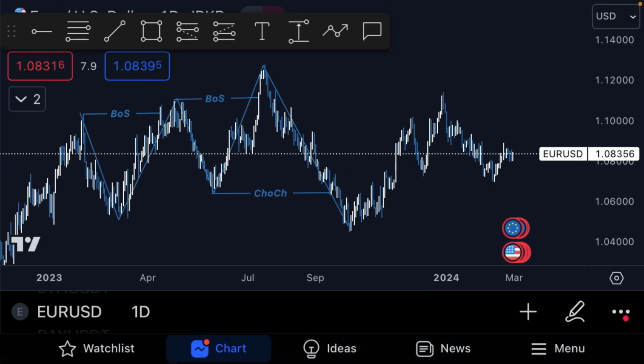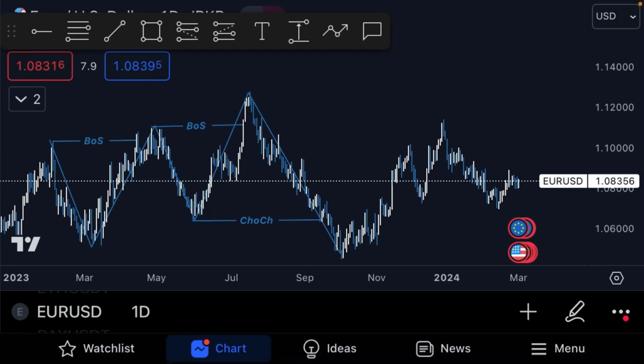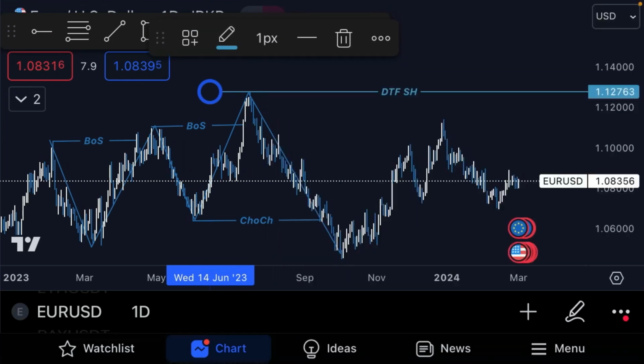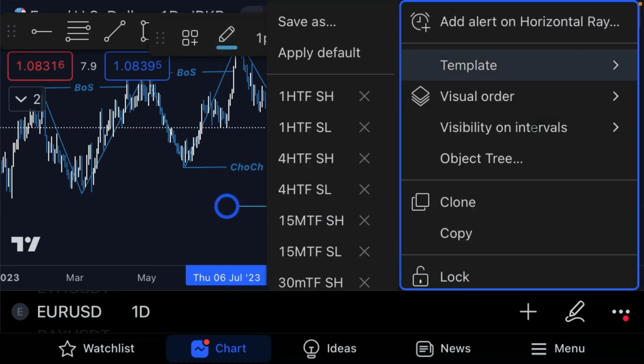Now on the daily time frame, we have the highest point the price has gotten to, which is this area, looking good right now. So this is the daily time frame swing high. So we're going to label here a daily time frame swing high. Then we head over to this downside, which is the daily time frame swing low.